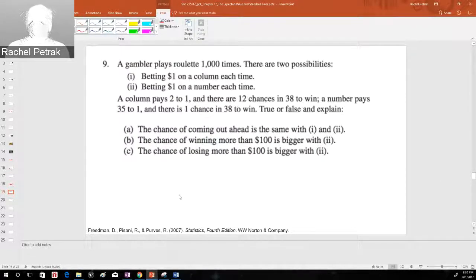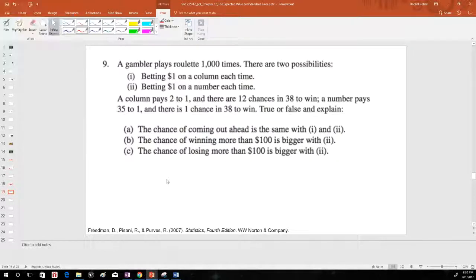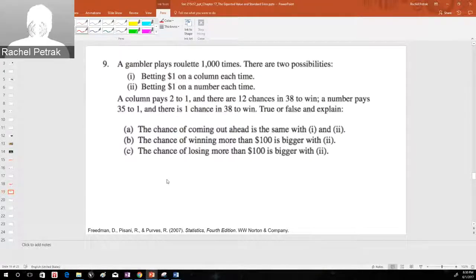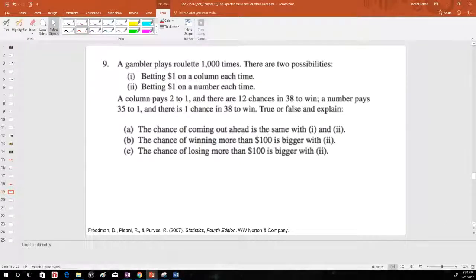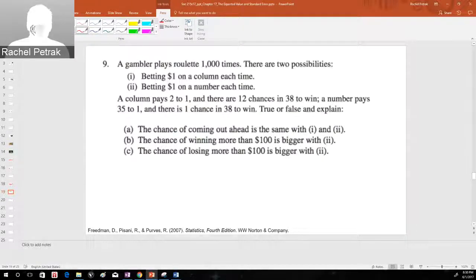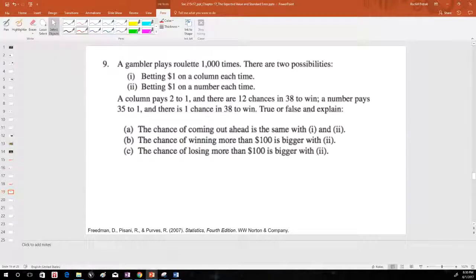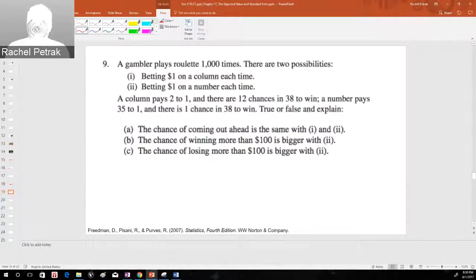So we can evaluate A, B, and C. Each is a true-false scenario. And let's look at what happens if we play each one.